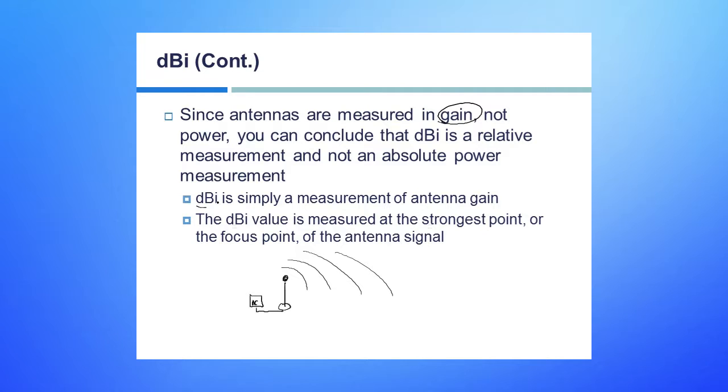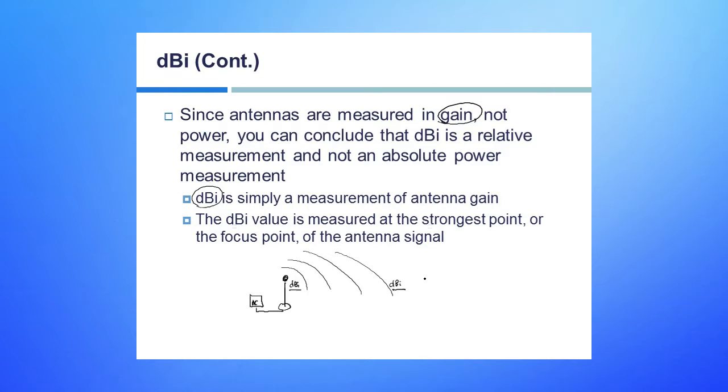And so this dBi is simply a measurement of the antenna's gain in a measure that we can use as a relative change. So rather than doing the actual math to calculate what that gain is, we can measure the power at the start, and then from there measure the power at this far end, and it is a unit of comparison to compare what those two powers are.